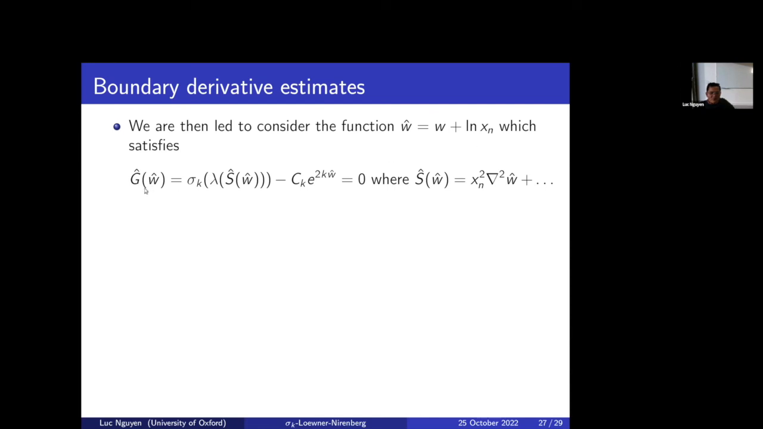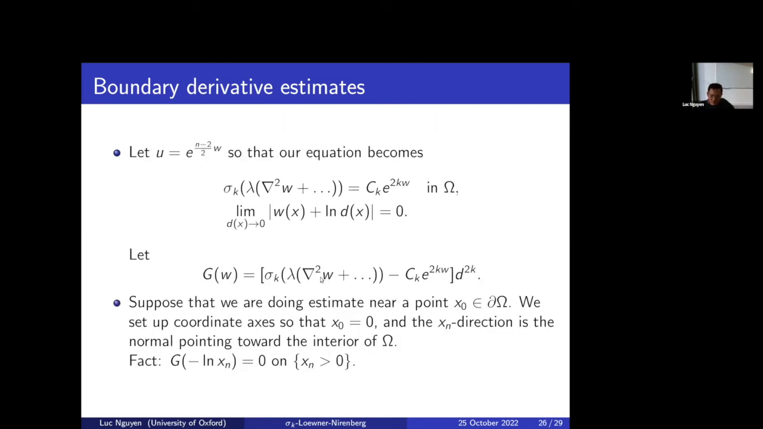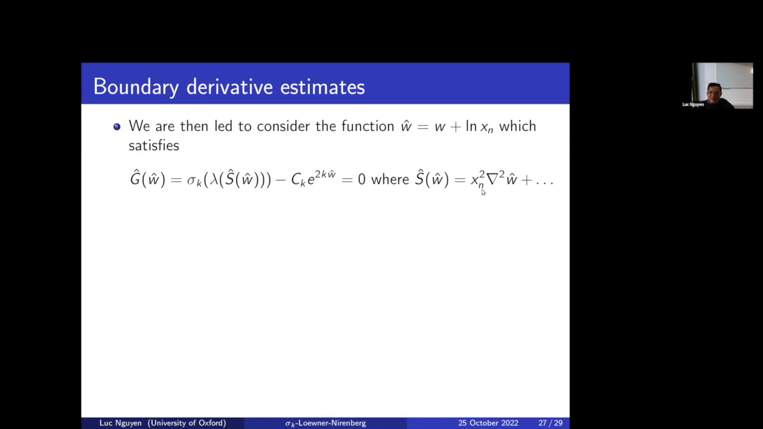Then we just write out, follow our nose in a way, and we get a different equation where now it's still a sigma k type equation, but the matrix involved, this matrix S hat, is now x dependent. So the leading part is xn squared times the Hessian of W, right? So we start with an equation that doesn't depend on x, and now we have an xn dependence, and this xn degenerates as we go to the boundary. And because of the way that we write it, g hat at 0 is definitely 0. And one can check that g hat is elliptic near 0.